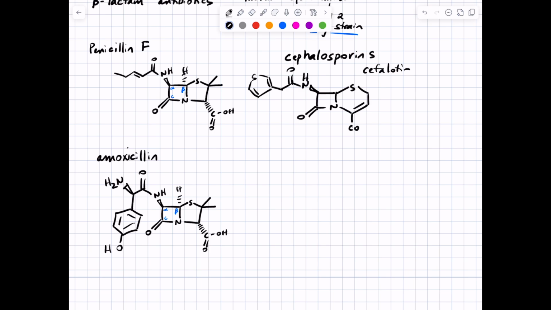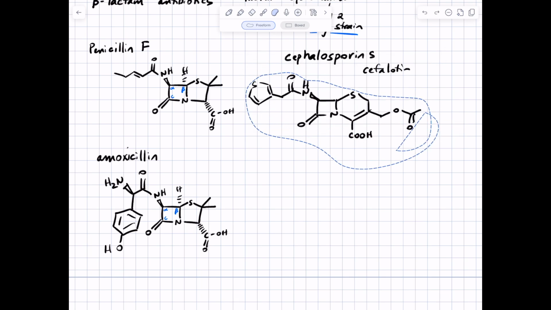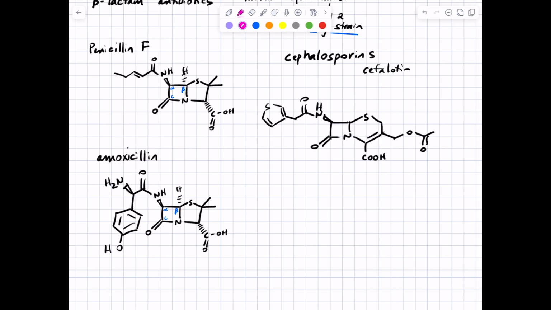And there are a lot more variations of these. COOH, by the way, is just an abbreviation for a carboxylic acid. There are other versions of this, but they share the same basic core structure, the same important part of the molecule, and that's the beta-lactam, which we're going to highlight in pink. That's the key functional group, and all of them share this.